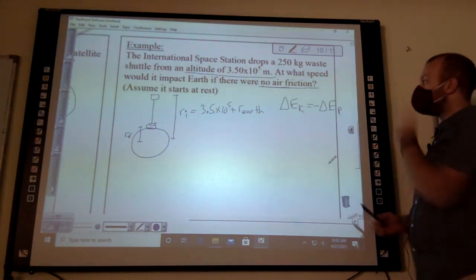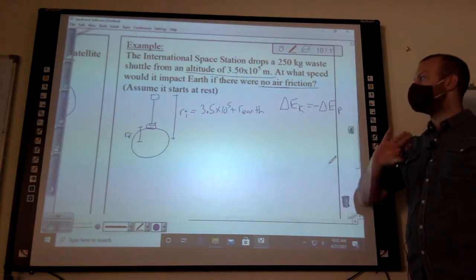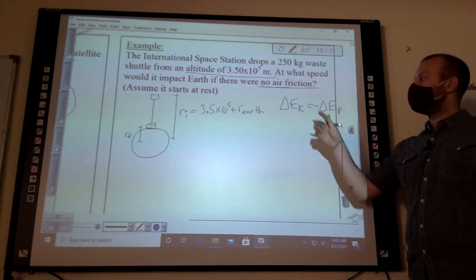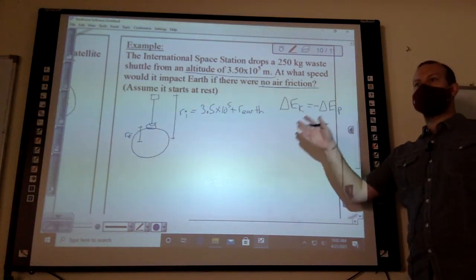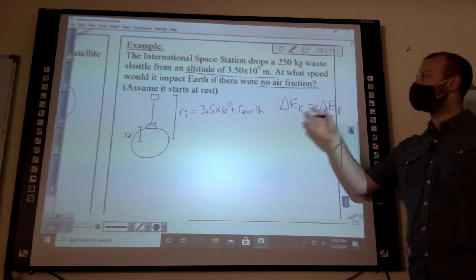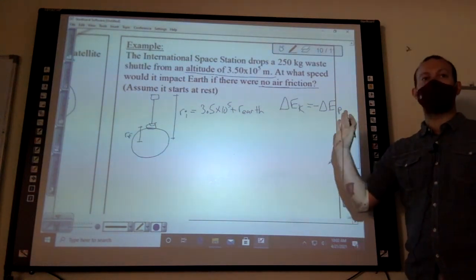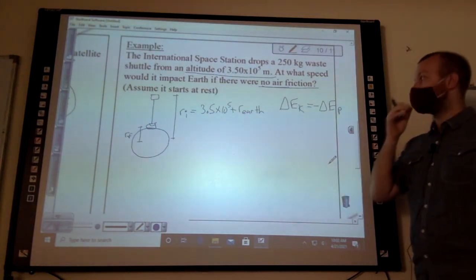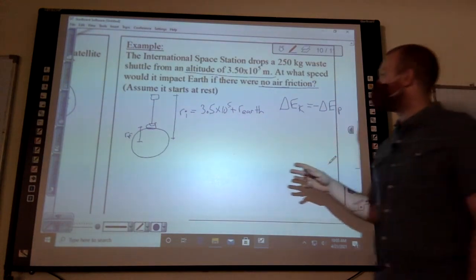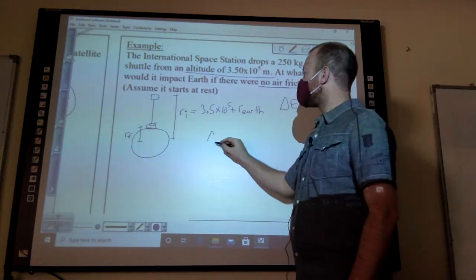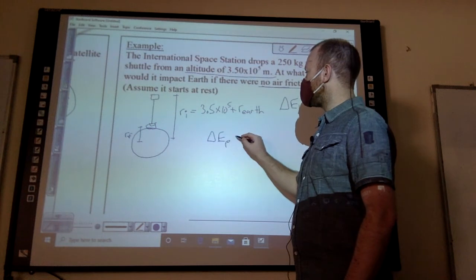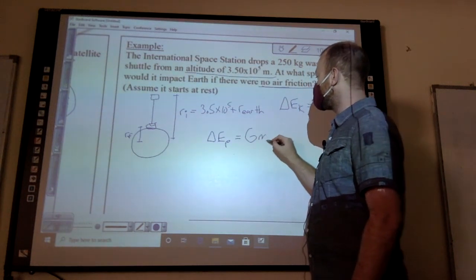If you wanted to, you could use your regular old conservation of energy, initial kinetic plus initial potential equals the final energies. If you wanted to do it that way, that's fine. That could work. This is just going to make our lives a little bit easier. So change in EP, we have this equation.